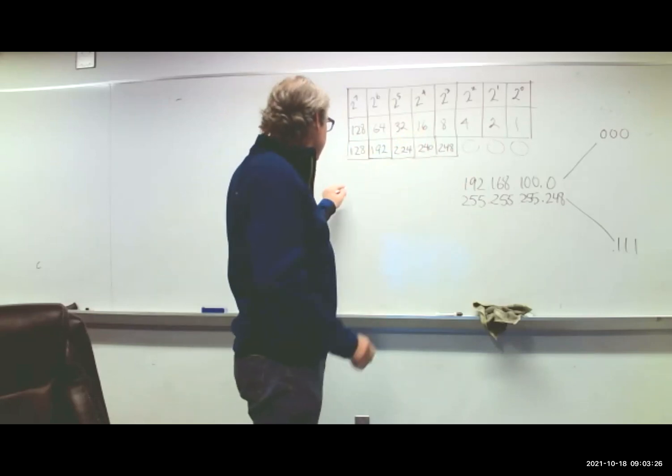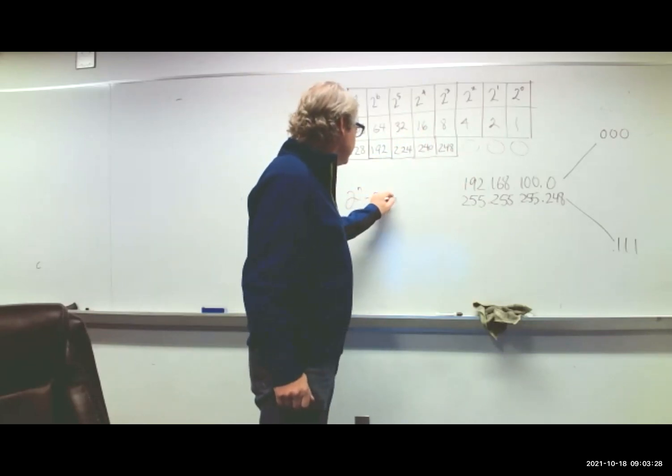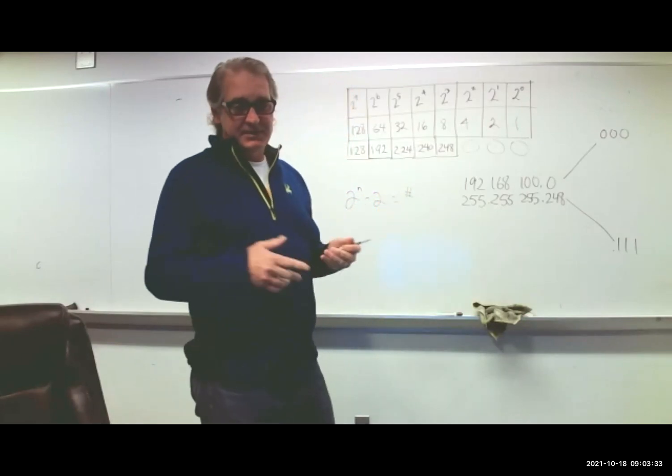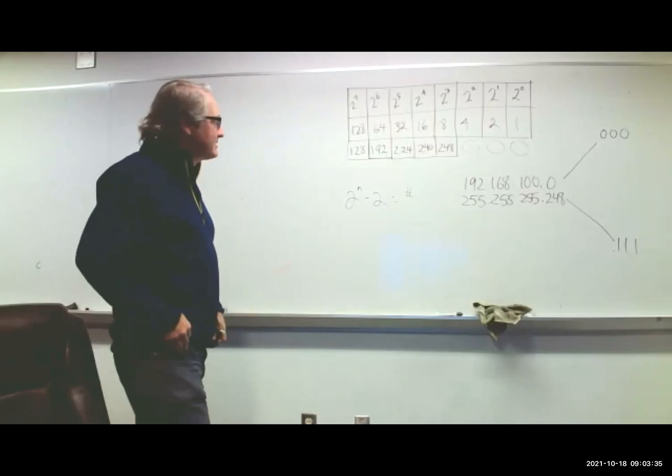So the formula was, 2 to the nth power minus 2 equals the number of subnets or the number of hosts that are left. So people are still rolling into class here this morning.